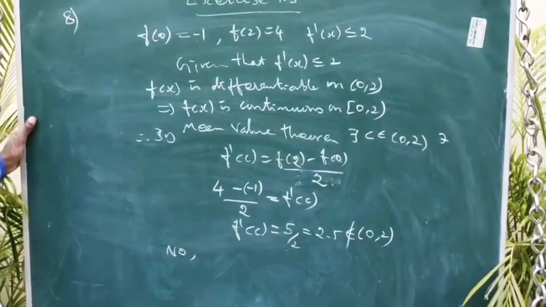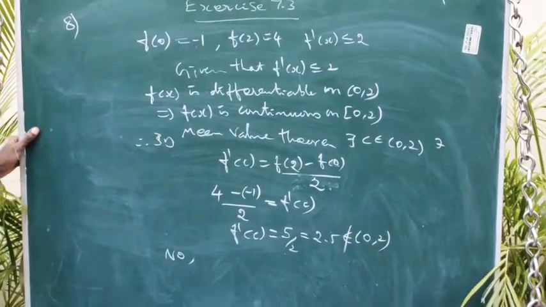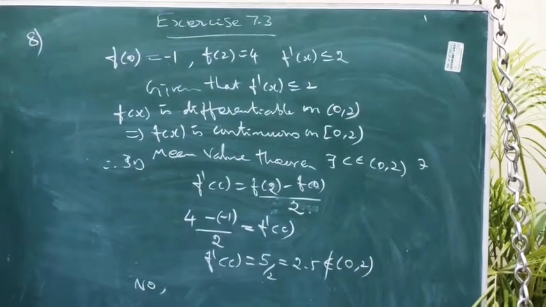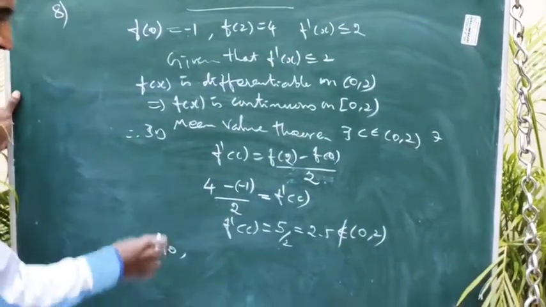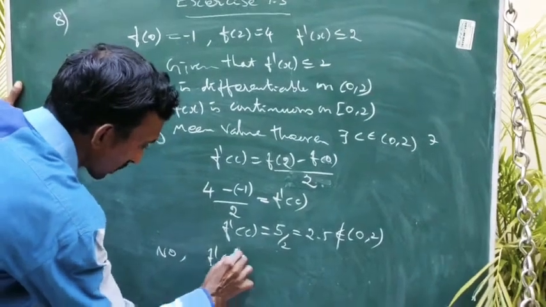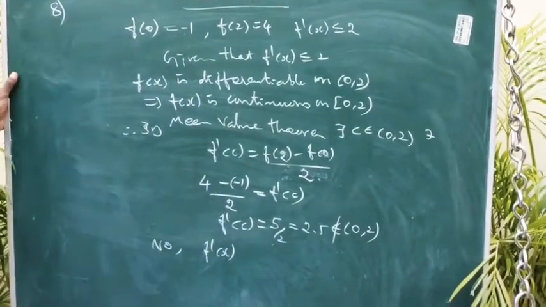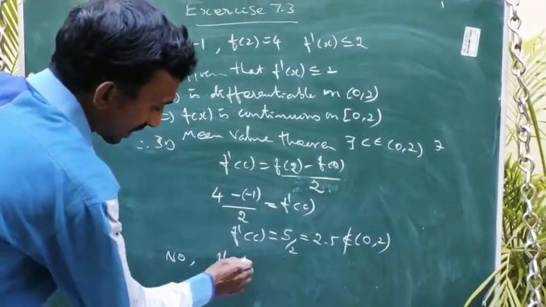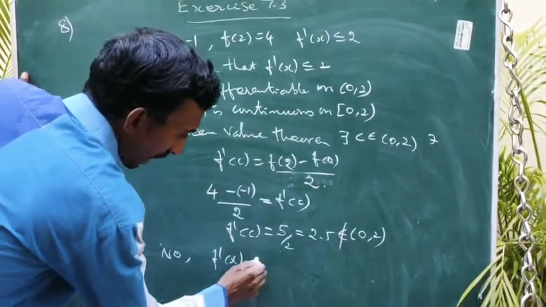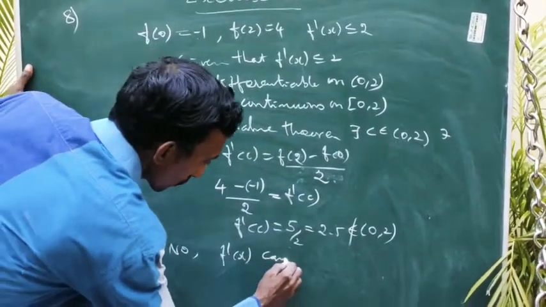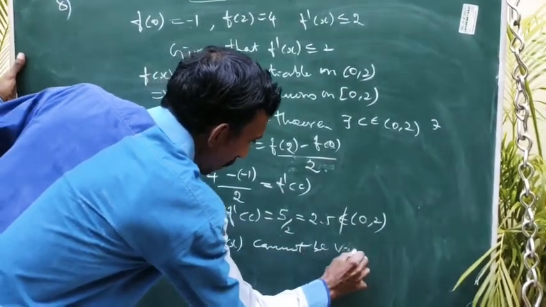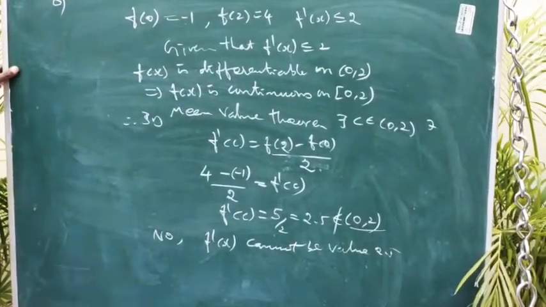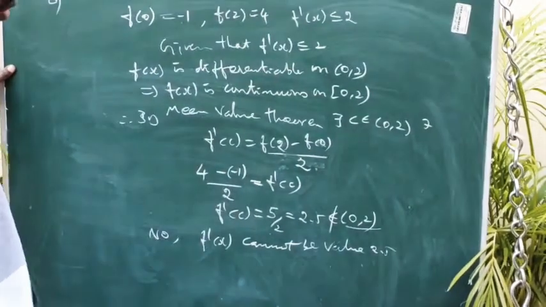What is the question? Does there exist a differentiable function? No, there does not exist a function with that given condition. So we have to write no. The reason is f'(x) cannot be the value 2.5. You have to conclude the answer. f'(x) cannot be the value 2.5. It must lie between 0 and 2.